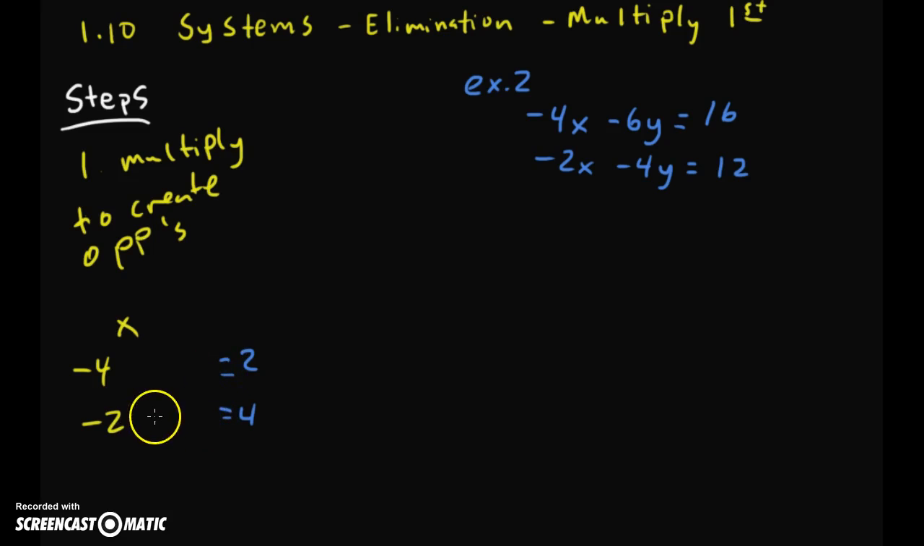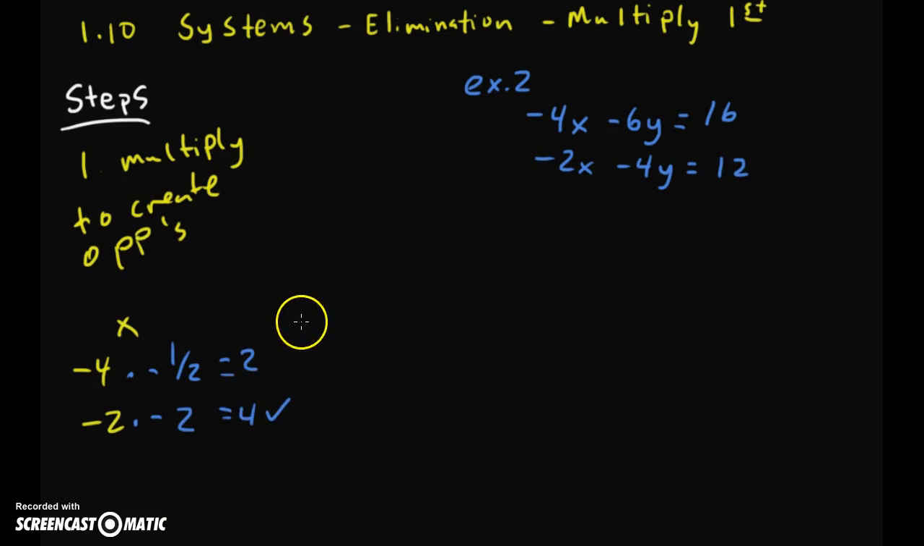So what could we multiply a negative 4 by to get a positive 2? Well, obviously we'd have to multiply by a negative. Negative times negative would give us a positive. And then we'd have to multiply by 1/2 in order to get to 2. So multiplying by a fraction in this top equation will give us a positive 2 in front of x. Or we could multiply this bottom equation by negative 2 to get a positive 4. This bottom equation is probably the easier one to multiply.